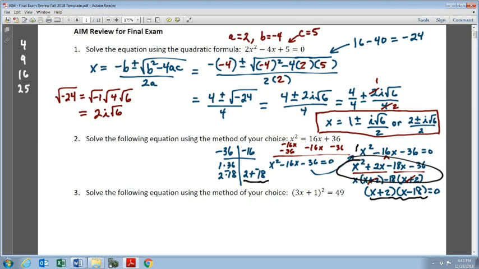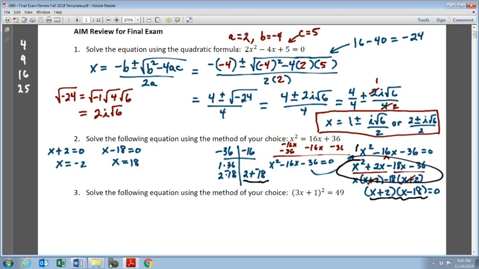Alright, so let's go ahead and set each of our factors equal to 0. When we set x plus 2 equal to 0, we'll want to subtract 2 on both sides, and we get x equals negative 2. When we set x minus 18 equal to 0, we get x equals 18. Alright, let's look at number 3.